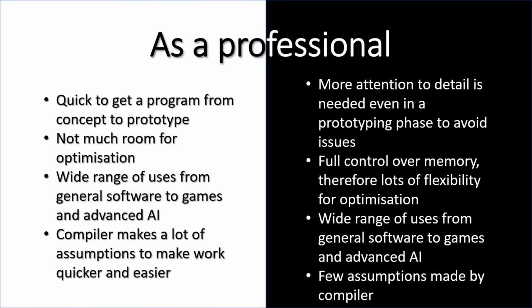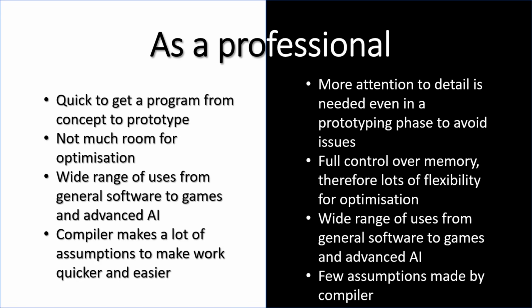Now, with C Sharp, the compiler makes a lot of assumptions, which makes work a lot quicker and easier. Like I said before, it's a lot harder to make mistakes, and you can get things done a lot quicker. However, in C++, there are few assumptions made by the compiler. It makes some, definitely doesn't make none, but it leaves most of it up to you to explicitly state everything, which means you are never going to be misunderstood with your code in C++.